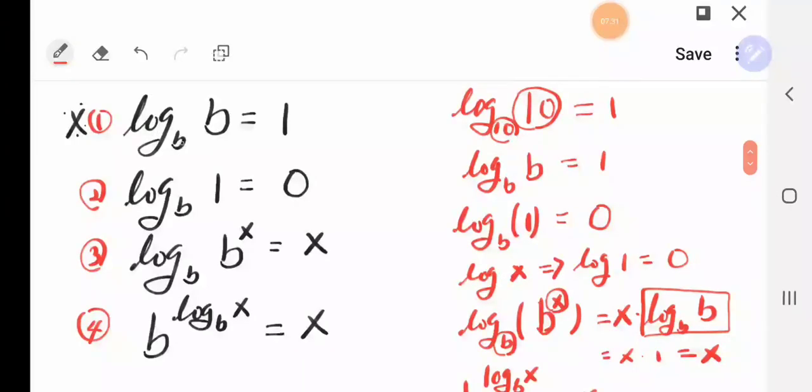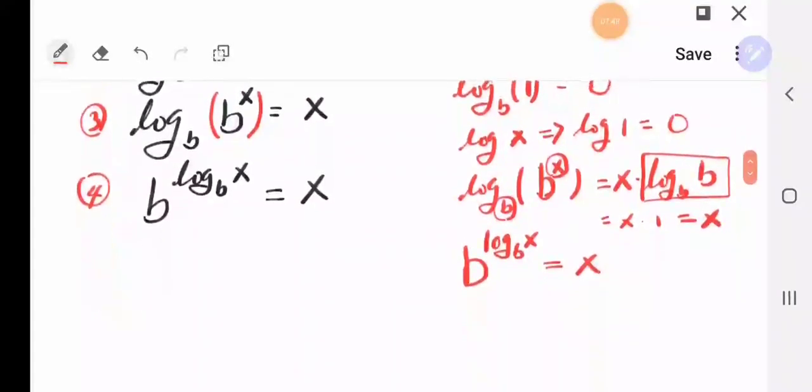Logarithm base b of b is equal to 1. Logarithm of 1 is always 0. And logarithm base b of b to the x power. If this is an exponential form, then you can take this x out.